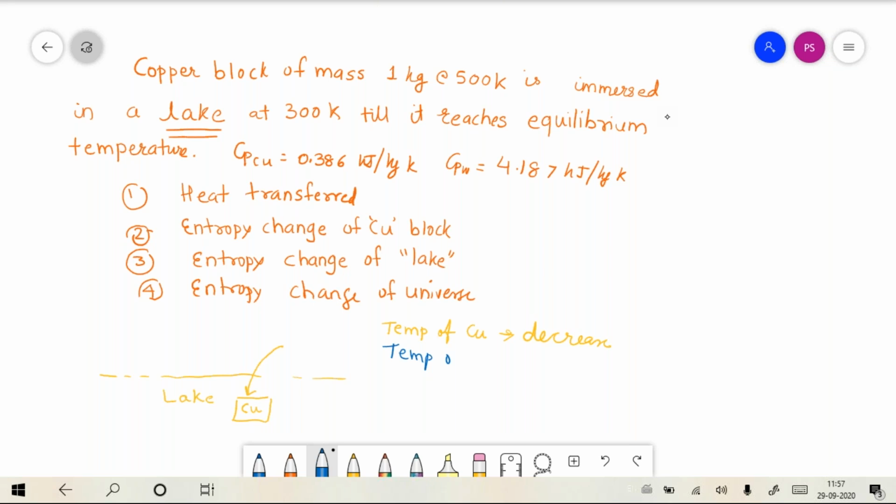Neha is saying that it would remain constant, and Mayur is saying that it would slightly increase. So the correct answer is what Neha has said. It would remain constant. And why is that so? Because as Neha has understood, this would act as a reservoir.